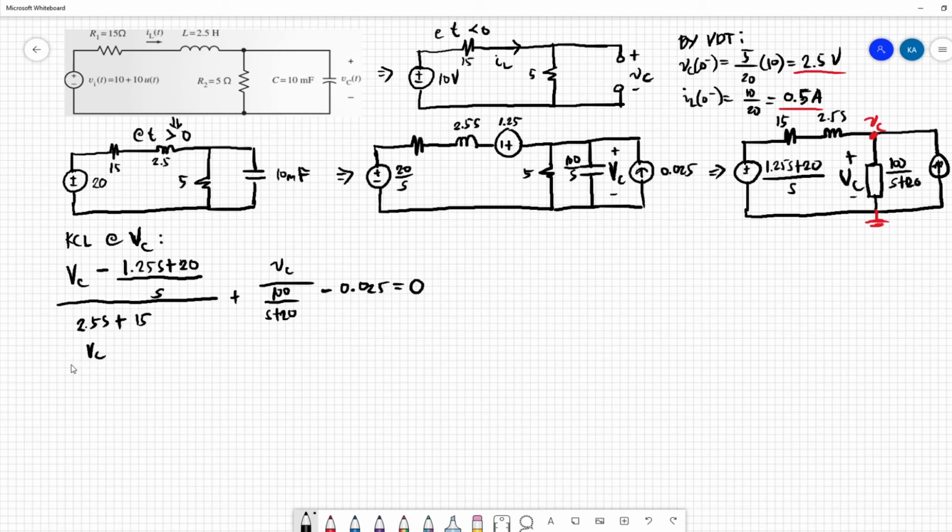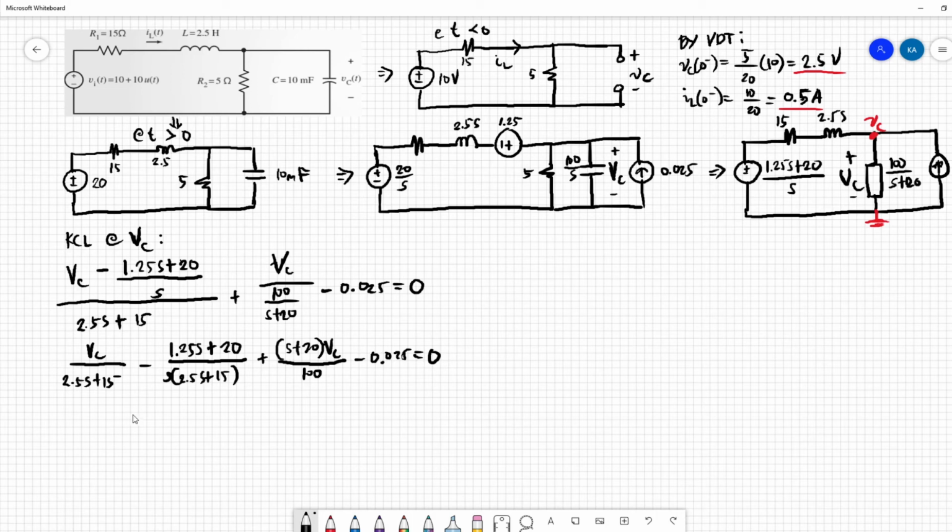This is equivalent to VC over (2.5s plus 15) minus (1.25s plus 20) over s times (2.5s plus 15), plus (s plus 20) VC over 100, minus 0.025 equals 0. So combining like terms, we have 2.5 over 100.